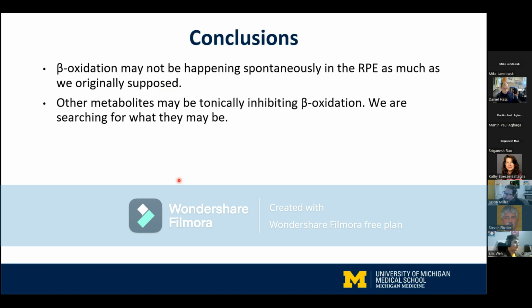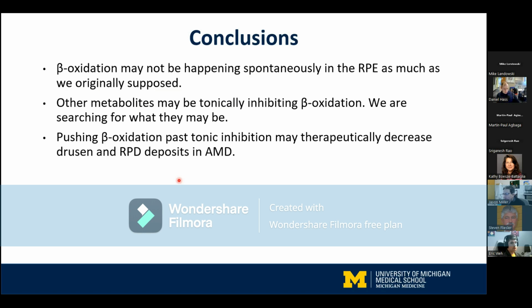We think that other metabolites may be tonically inhibiting beta oxidation, and we're trying to search for what those metabolites are. We have previously shown, and we continue to think, that even though there is tonic inhibition of beta oxidation, if we can push past that tonic inhibition, either pharmacologically or by manipulating metabolites that are competing with beta oxidation, we may be able to therapeutically decrease the secretion of lipids that contribute to drusen and RPD, while promoting fatty acid degradation, which provides energy to the outer retina.